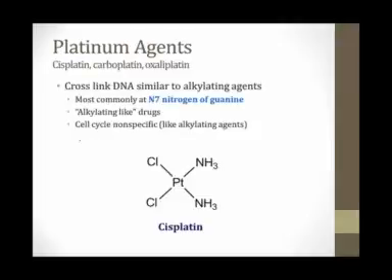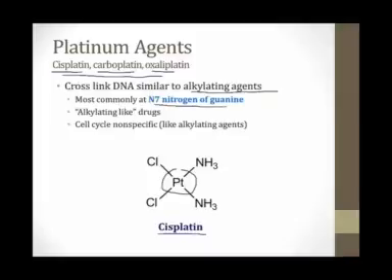We'll start with the platinum agents. Drugs in this class include cisplatin, carboplatin, and oxaliplatin. Shown on the screen is the structure of cisplatin. You can see that it has a platinum atom in the middle of it, and all of these platinum agents have a platinum atom in their structure. These drugs cross-link DNA similar to the alkylating agents, which I discuss in detail in another module. Most commonly, they do this at the N7 nitrogen of guanine, just like the alkylating agents. In fact, the platinum agents are often called alkylating-like drugs because they work via a similar mechanism.